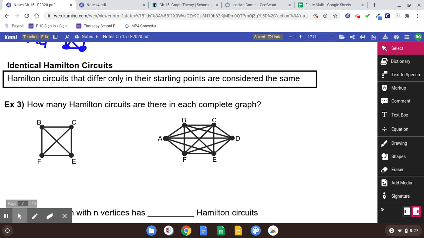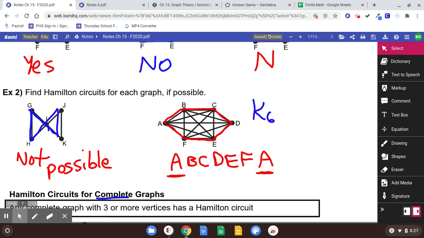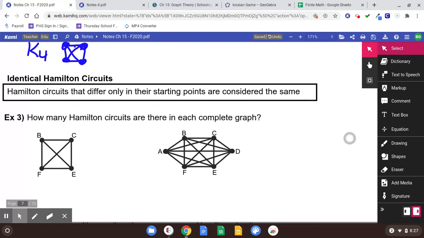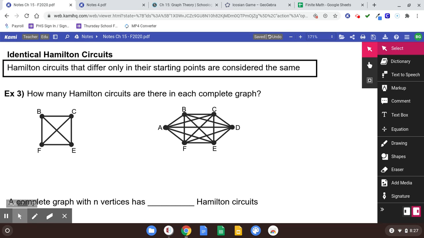Identical Hamilton circuits that differ only in their starting points are considered the same. So go back and look at this picture again. If I had instead started at B and gone around the outside and said B, C, D, E, F, A, B, that's the same thing. Okay, it doesn't matter. It's the exact same path. I just started at a different place. That's what that's saying.